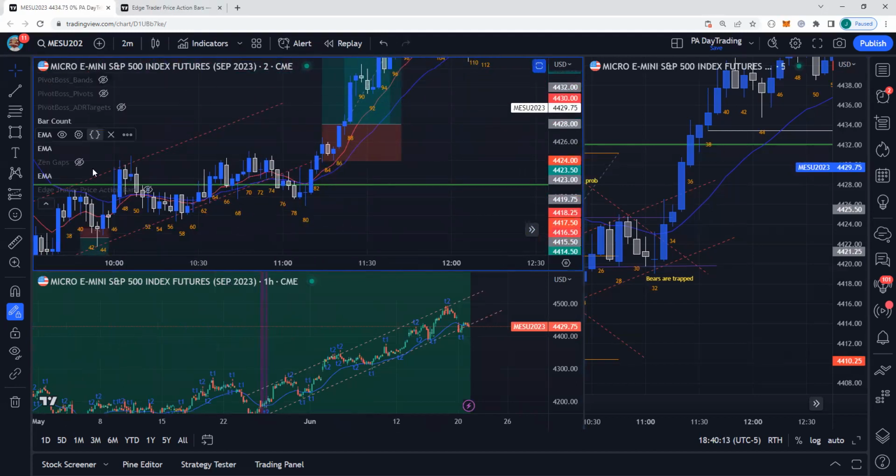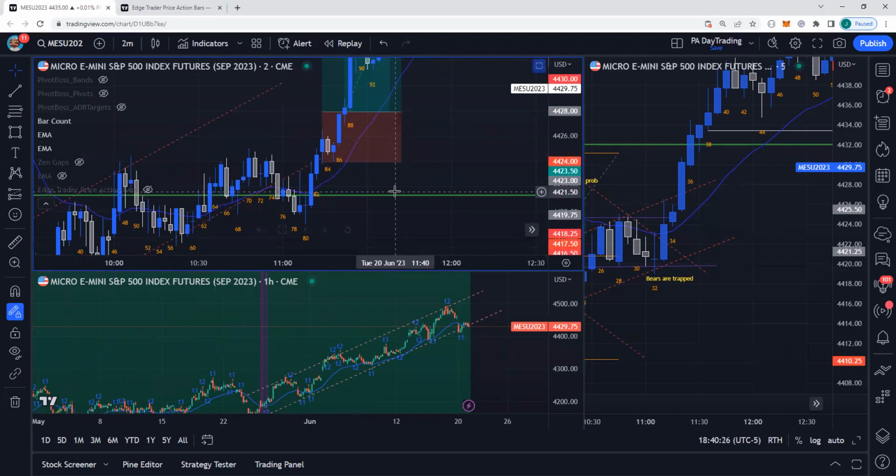Let me take this other EMA off. This is the, oh, I have multiple EMAs on here. So let me take this one off. Perfect. So this is the 20 EMA.